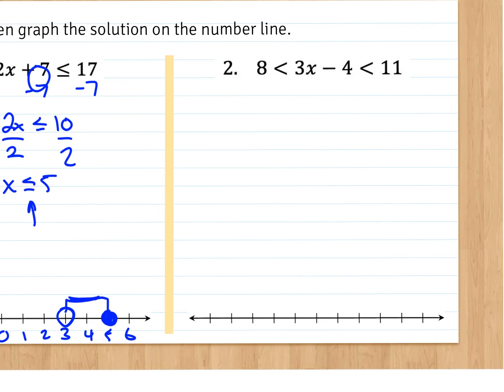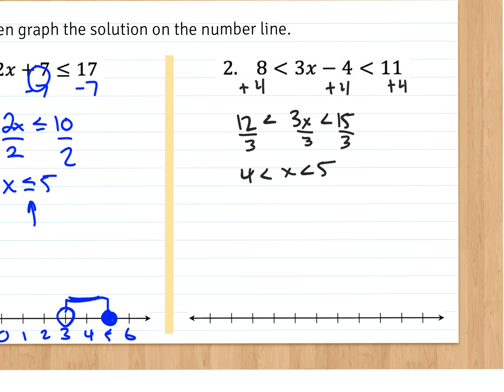So similarly here, if I add 4 to both sides, that's going to be 12 less than 3x less than 15. So divide by 3. 4 less than x less than 5. So that is my only area that's going to work, is between 4 and 5.